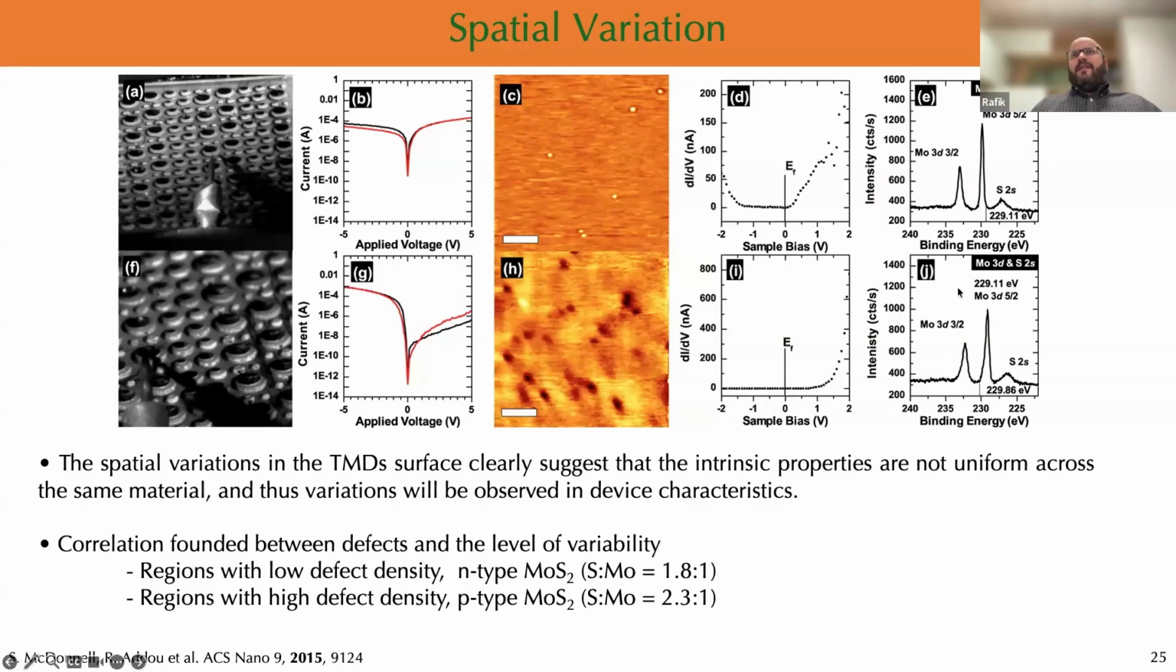So in the n-type MoS2, we have only one peak at 229.1 eV, but in this one we have an additional peak which is shifted by around 0.8 eV. And when we measure the stoichiometry for each region, for the n-type MoS2 we found the ratio sulfur to moly around 1.8, and for the p-type MoS2, sulfur to moly is around 2.3. Meaning it's sulfur rich here, and here it's sulfur poor.